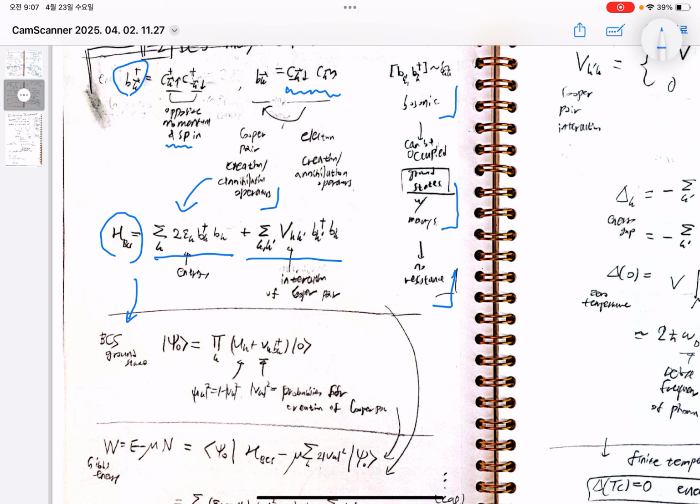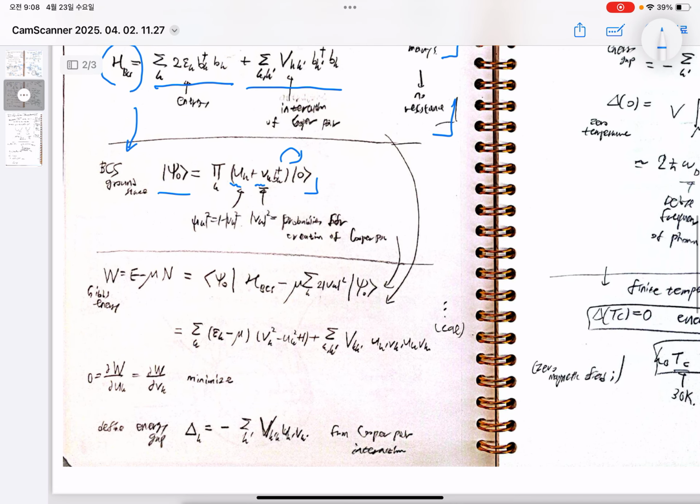First of all, there will be the coefficient, which is given by the probability for the creation of the Cooper pair, so that we can apply the Cooper pair creation operator over the vacuum. Then we can obtain the ground state of such a BCS Hamiltonian. And by using that, we can calculate the Gibbs energy in the statistical formalism by the expectation value of the Gibbs energy over the ground state.